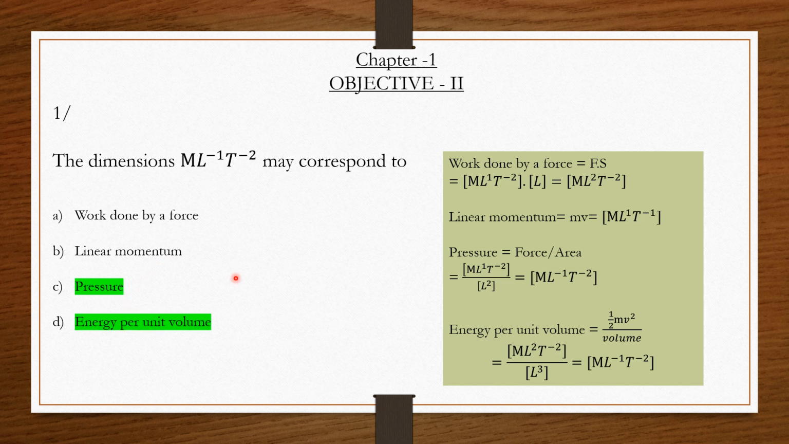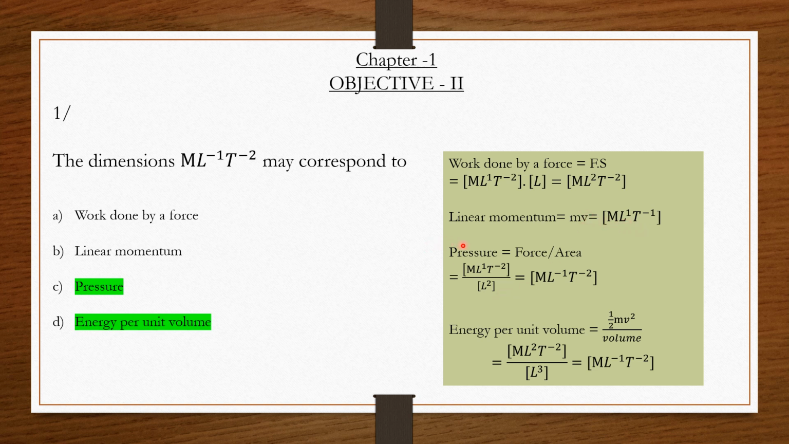volume. So let's check. For work done, we know the formula is F dot S, that is force into displacement, and we know the dimension for force is M L T minus 2, and for displacement this is L. So here the work done will be M L2 T minus 2. Then linear momentum, and we know the formula for linear momentum is m into v, mass into velocity, and this will be M L T minus 1, where this M is for mass and this L T minus 1 is for velocity.